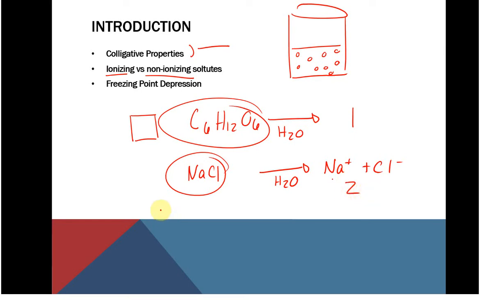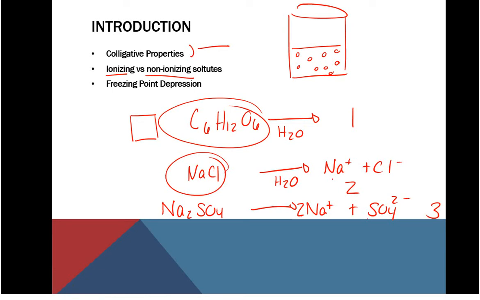Something like, let's see, Na2SO4. From Chem 111, you should know that this is going to split into 2 sodium ions, and your polyatomic ion is going to stay intact. And so now we have 2 plus 1 is 3 solute particles floating around.